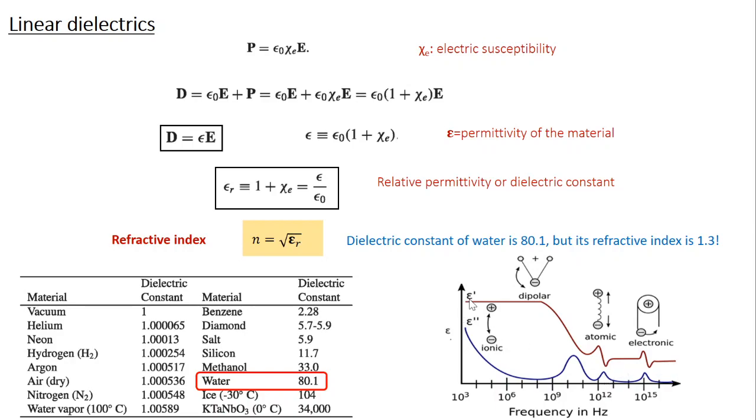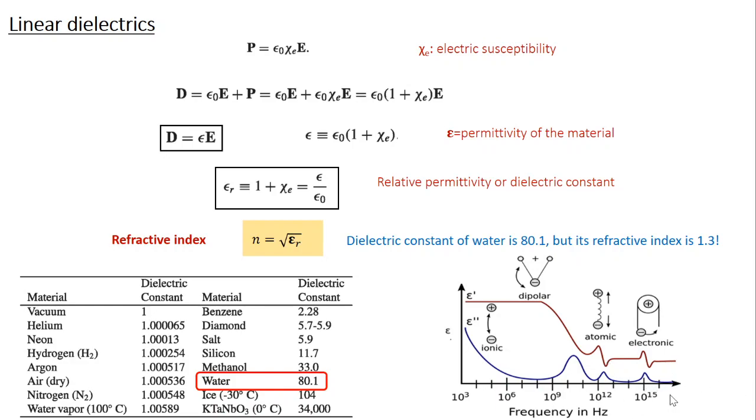So here epsilon prime is the real part of the permittivity. Epsilon double prime is the imaginary part of the permittivity. Now, you don't have to bother about these small blips here. If you don't consider this, you can see that there is a continuous decrease in the value of the permittivity as you increase the frequency of the field. Now, what is happening here?